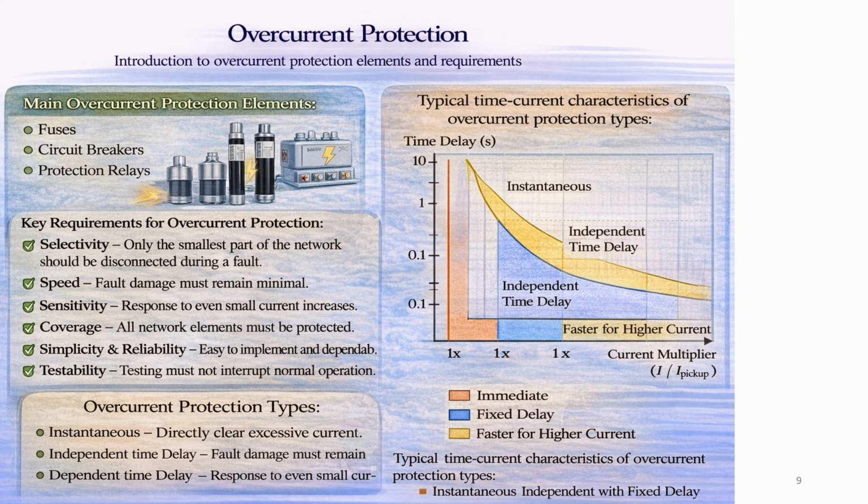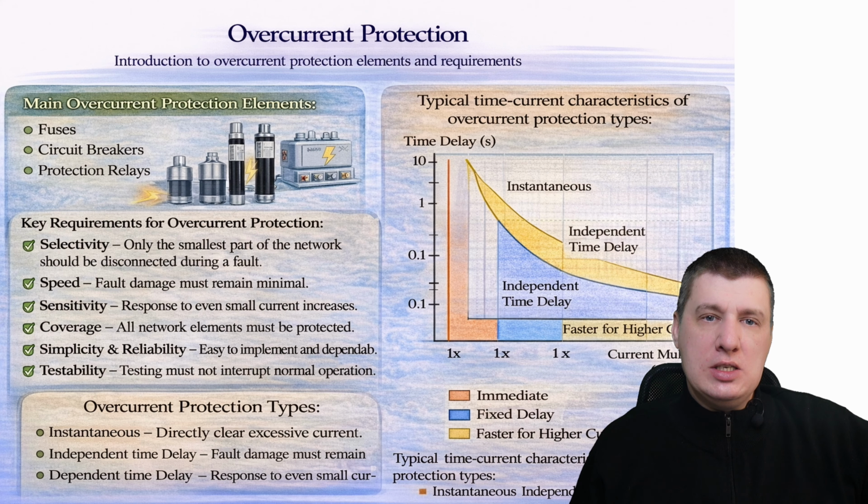Overcurrent protection must meet several key requirements. First, selectivity. Only the smallest possible part of the network should be disconnected during a fault. Second, speed. Fault damage must remain minimal. Third, sensitivity. The protection must respond even to a small current increase. Fourth, coverage. All network elements and the entire network must be protected. And fifth, simplicity and reliability. The protection must be easy to implement and dependable. Testing must be possible without interrupting normal operation.